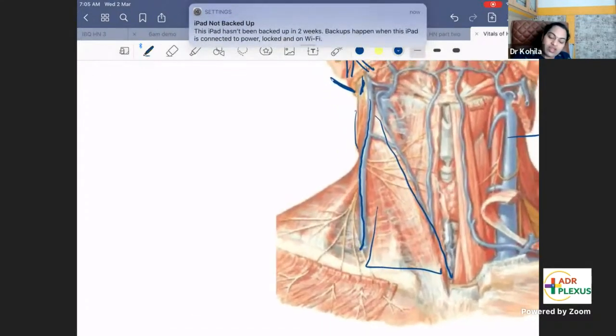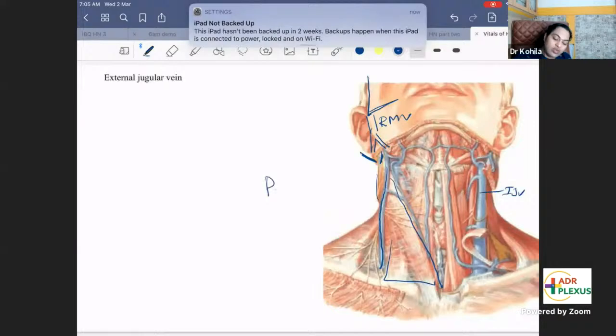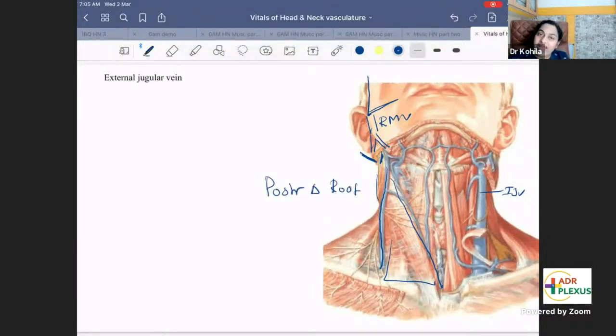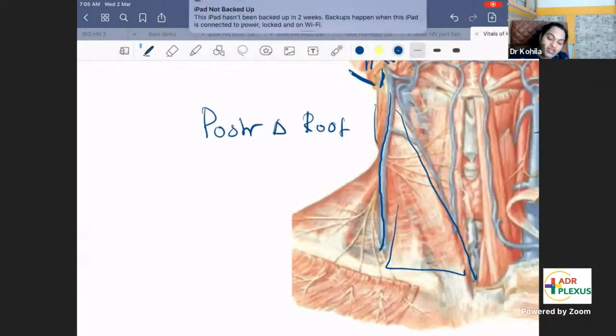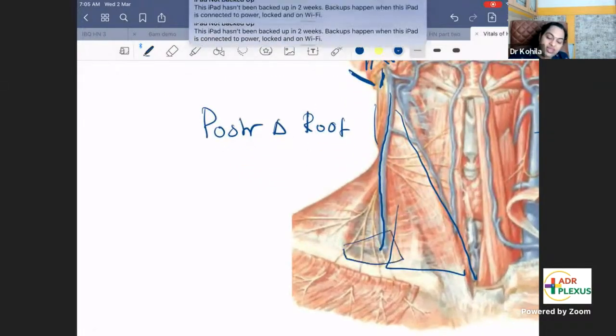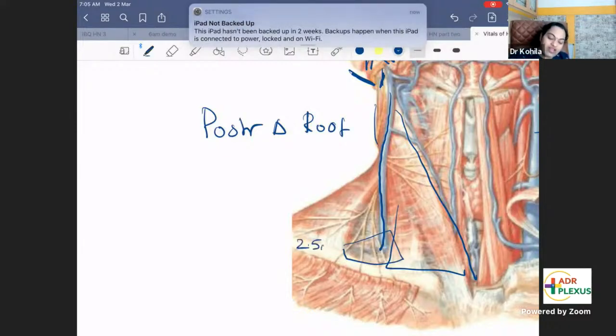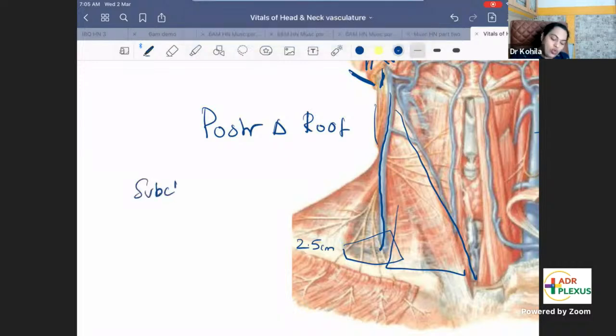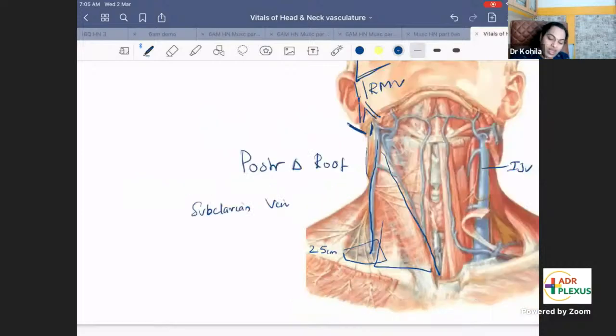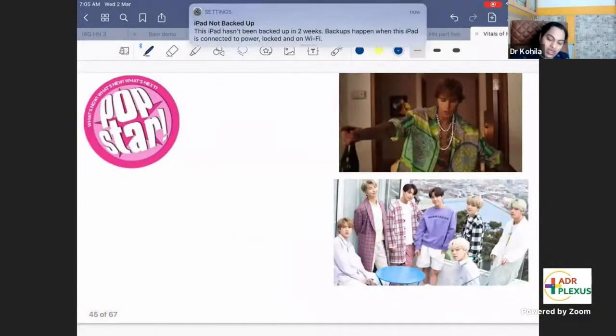What is happening to the external jugular vein? It is related to the roof of the posterior triangle. Where does it end? It reaches the supraclavicular triangle. It pierces the deep fascia 2.5 centimeters above the clavicle and enters the subclavian vein.